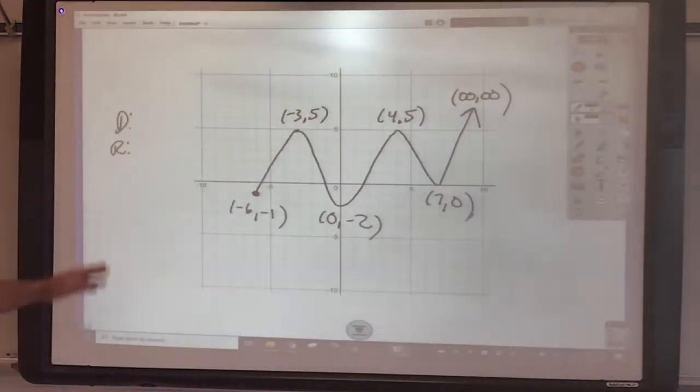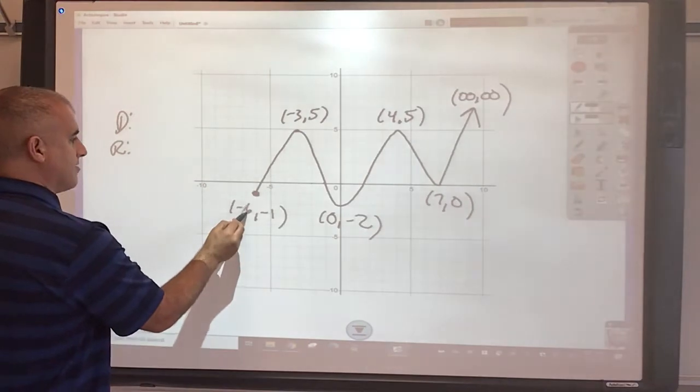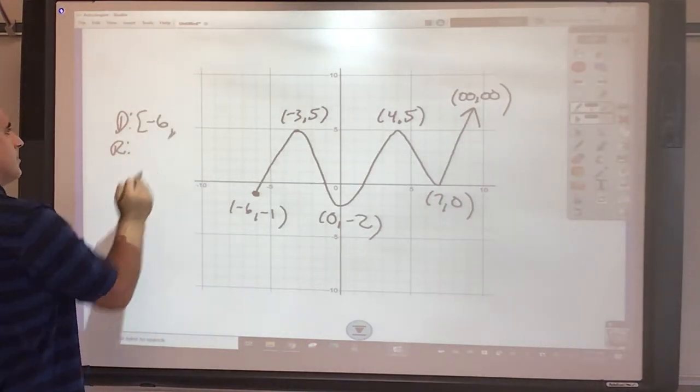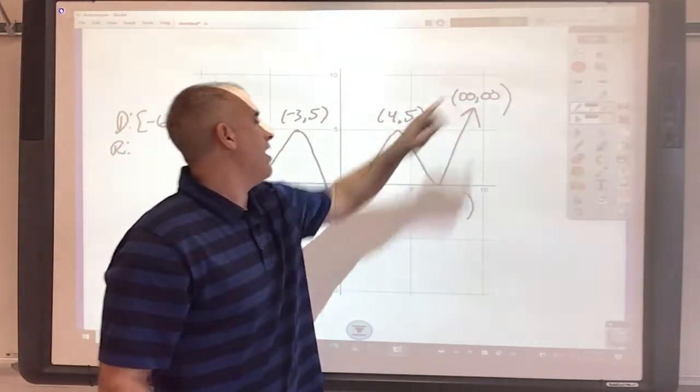Okay? So if I look at what's the smallest of all the x values, -6 would be the smallest. What's the biggest of all the x values? That would be infinity.